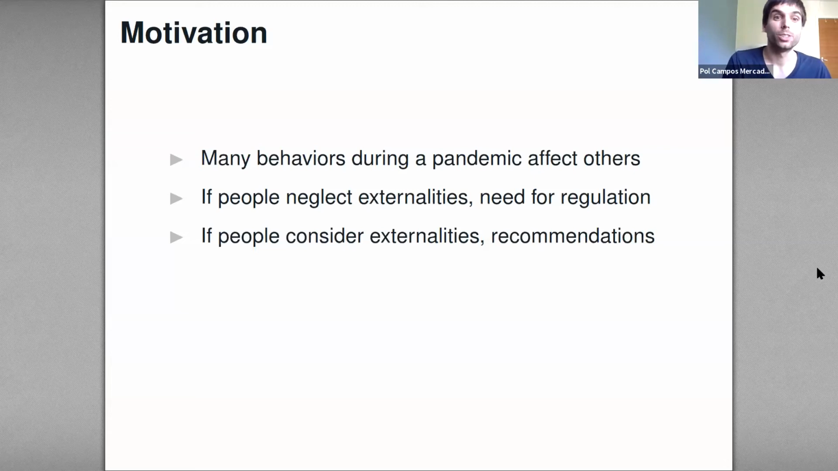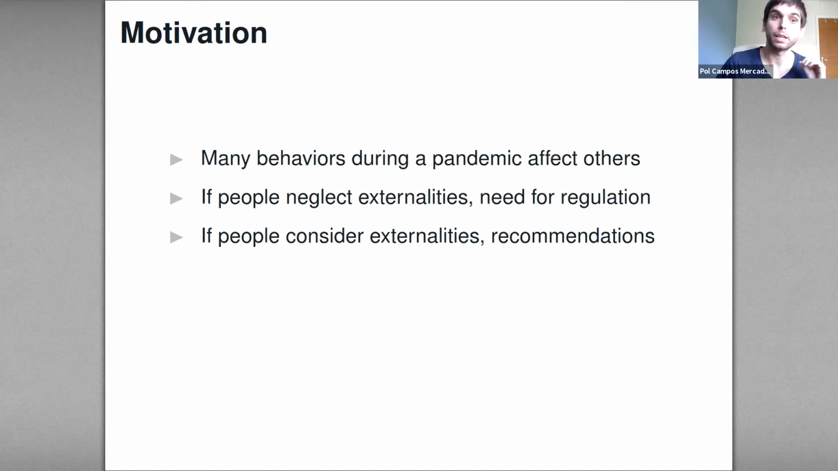Now, as we very much know by now, many behaviors during a pandemic affect others. I, for example, create negative externalities on others if I do not respect social distancing or if I leave home when I am sick. Now, if people neglect these externalities, then there is a strong need for regulation, right? People are creating negative externalities on others. We need governments to come in and maybe impose lockdowns and rules so that people cannot keep creating these negative externalities on others.